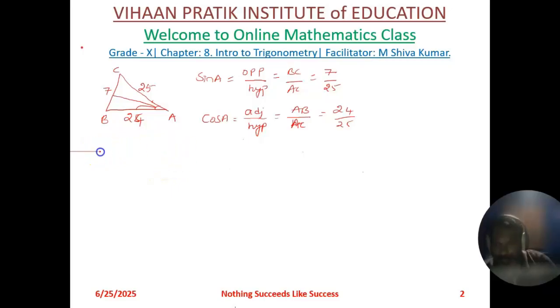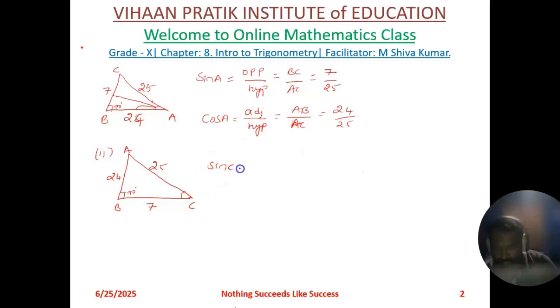Now for the second bit, the measurement is the same, but only the angle is changed. Now we'll draw the same right angle triangle with the same measurements. Only instead of A here, we'll write it as C. Here it will become A and this will become B. Right angled at B. Now same values: AC is 25, BC is 7, AB is 24.